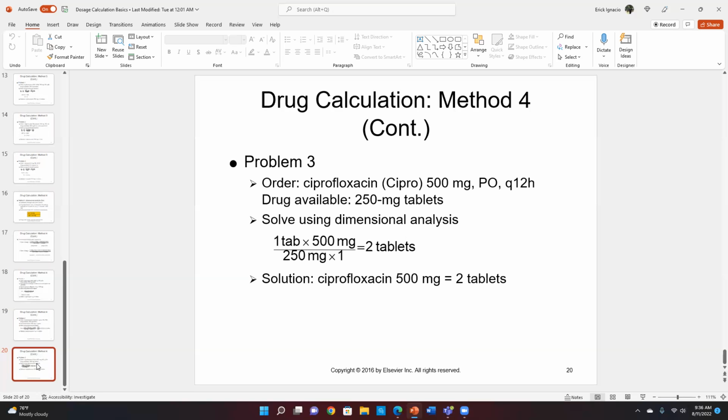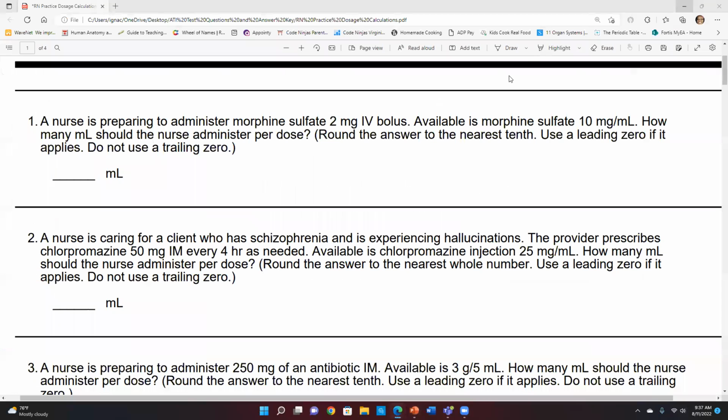I think I said 12 tablets, but it's 2 tablets. The question could ask, how many tablets will I give in a 24-hour period? If that's the case, I would multiply 2 times 2 because I'm going to give this medication twice in a 24-hour period. All right, that was an introduction of how to solve these basic problems.